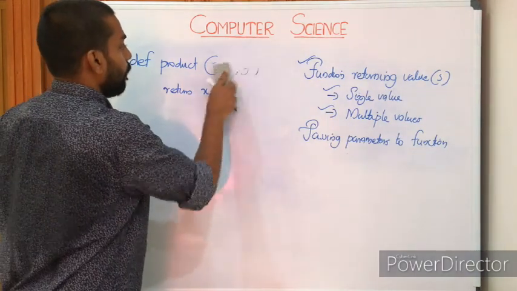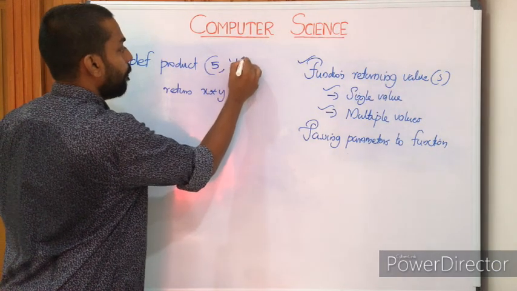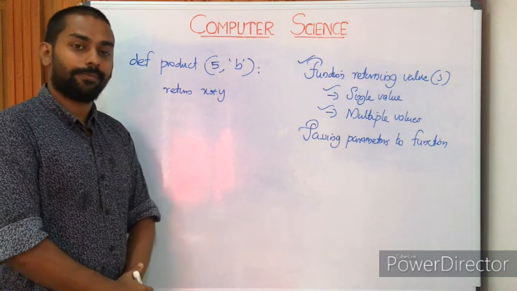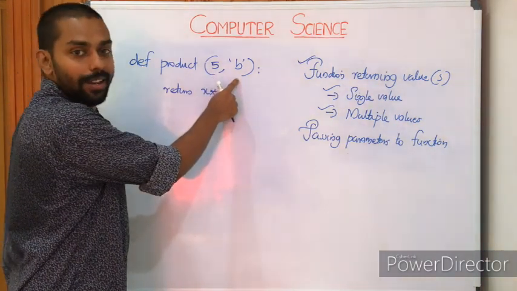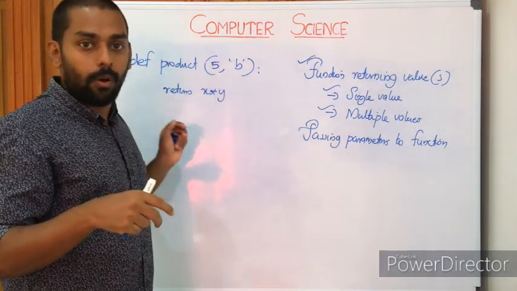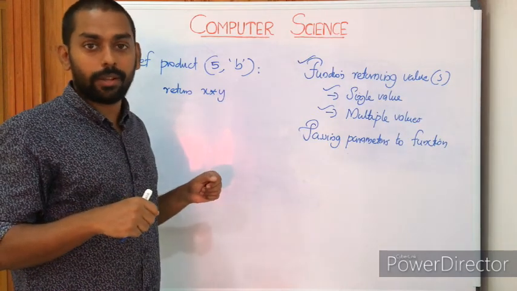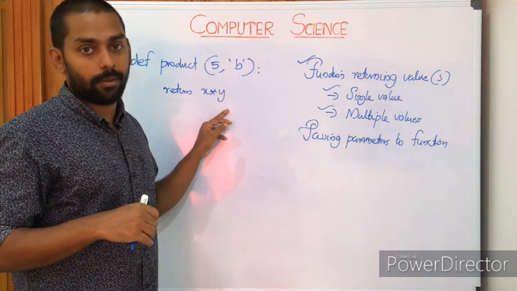Okay, another statement, 5 comma b. Is there any problem? Yes, here these are what? Literals. So a function cannot receive literals; formal parameters cannot be literals. So this is also a wrong statement.